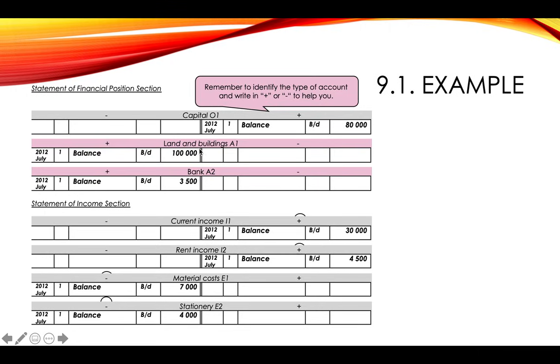Land and buildings and bank are both assets. You could put a little A above each of them. And because they are assets, they will go plus minus. And that's why I've highlighted them in a slightly different color so that you can see the difference between your equity and your asset accounts.